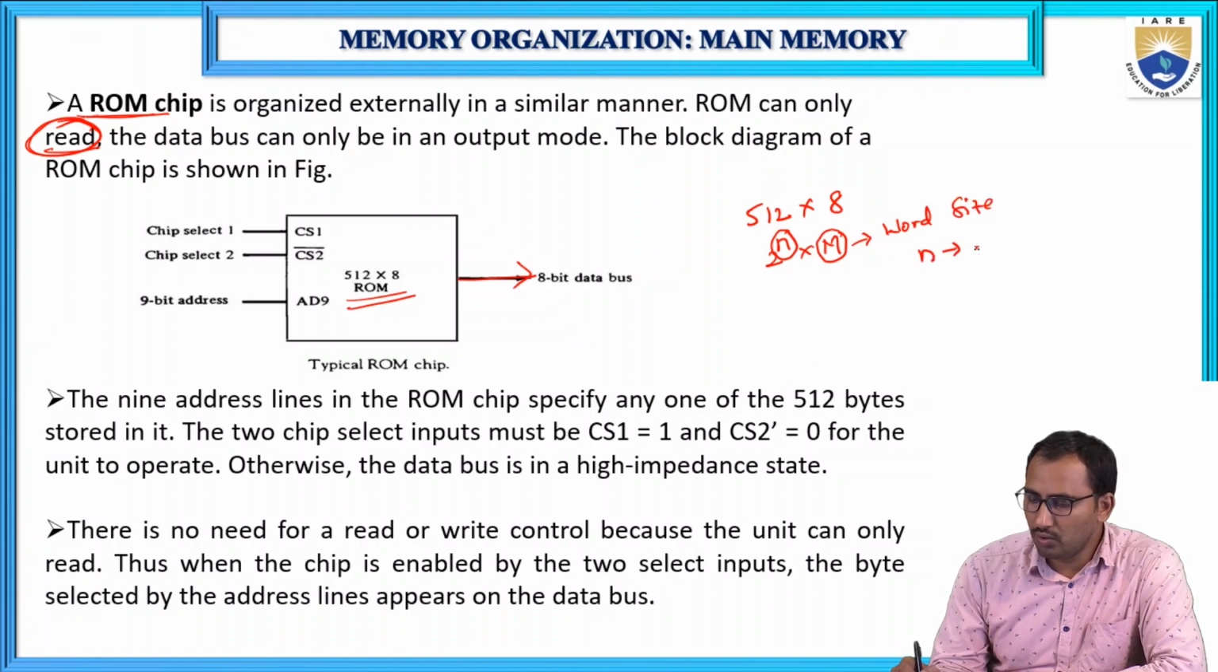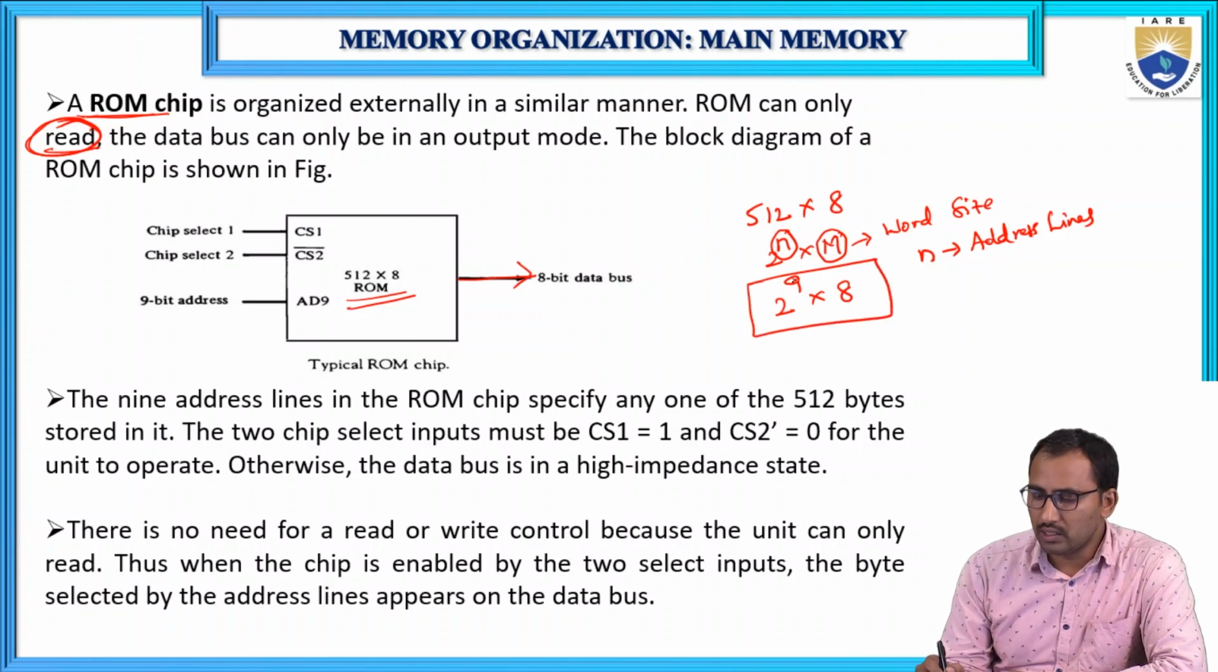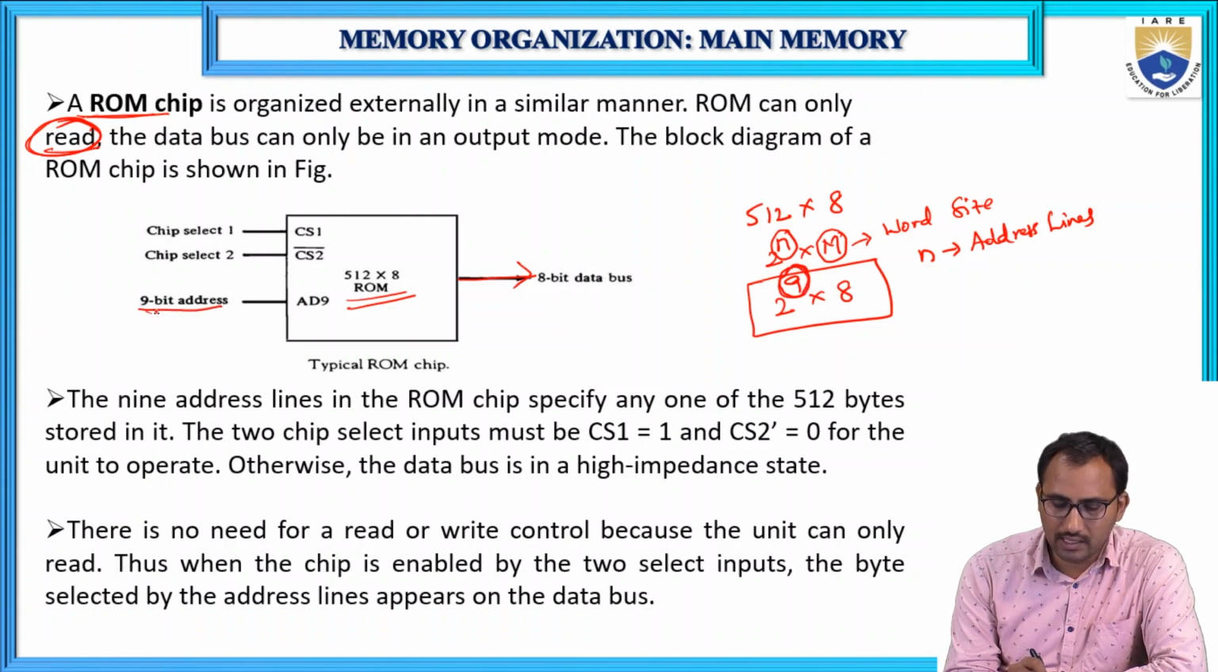So n is equal to address lines. Okay. So that means 2 power 9 into 8. Now tell me, what is the number of address lines required? 9 address lines. So that's why a 9-bit address is there.